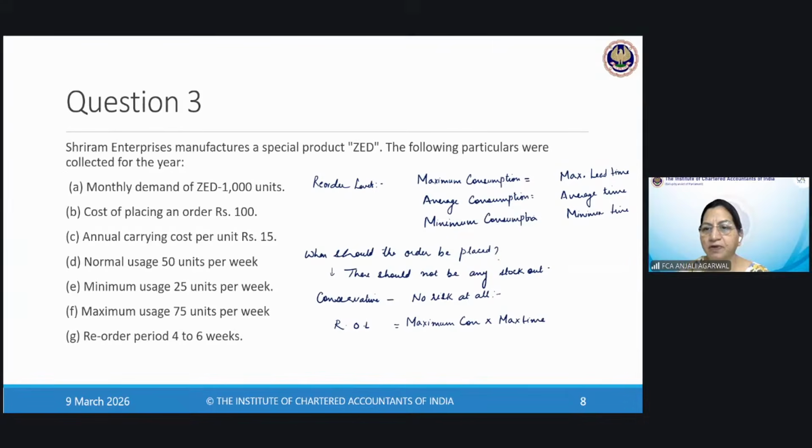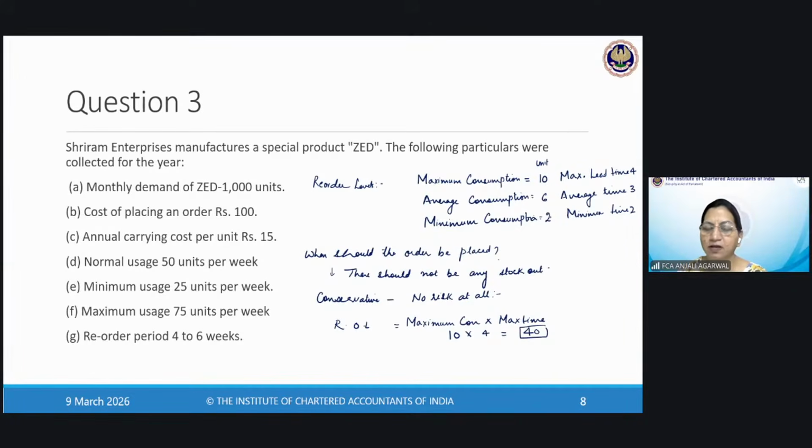Let me give some arbitrary values to this before I take up the question. So if the maximum consumption is 10 units per week, average consumption is 6 units per week, and minimum consumption is 2 units per week. Maximum time it takes is 4 weeks, average 3 weeks, and minimum time is 2 weeks. So if I place an order, maximum consumption 10 units and maximum time 4 weeks.